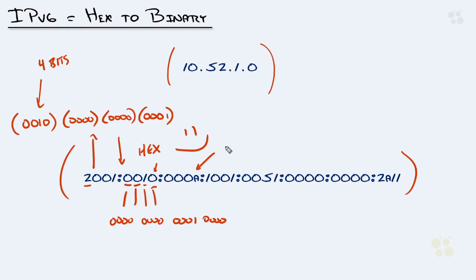But what about this one? Okay, so that would be 4, 8, 12. So you'd have 12 zeros, right? But you would divide them up into 3 individual groups. And then you have your A.